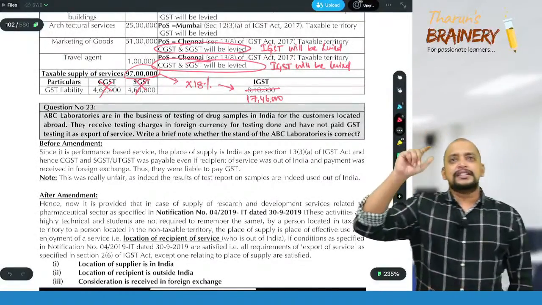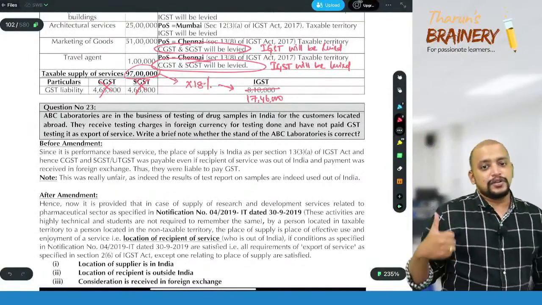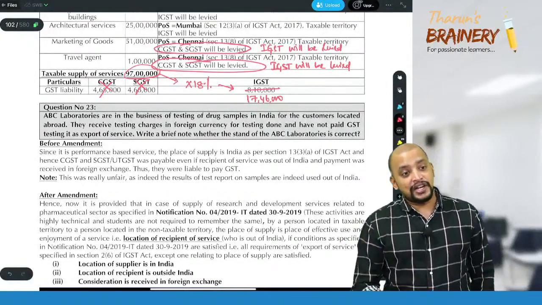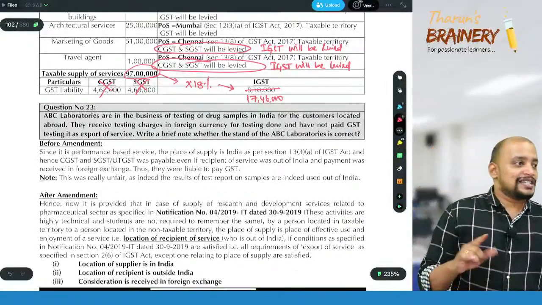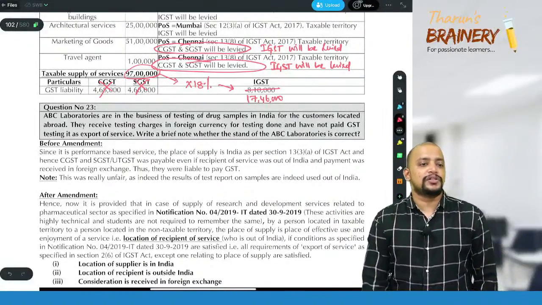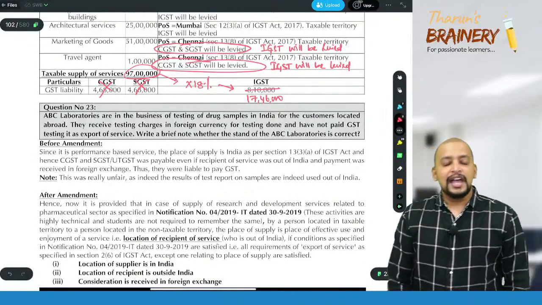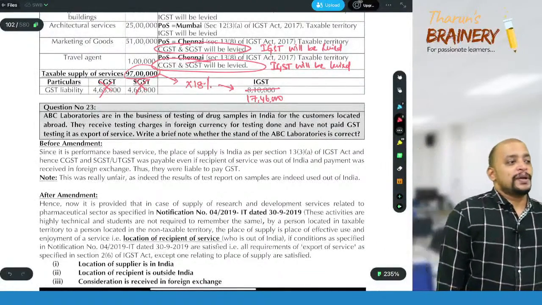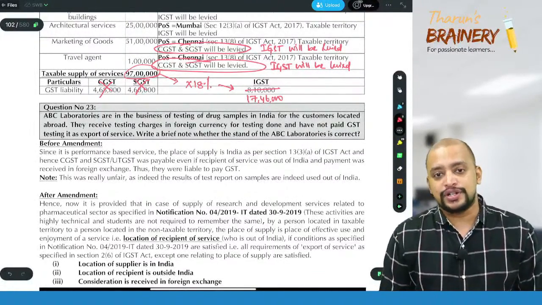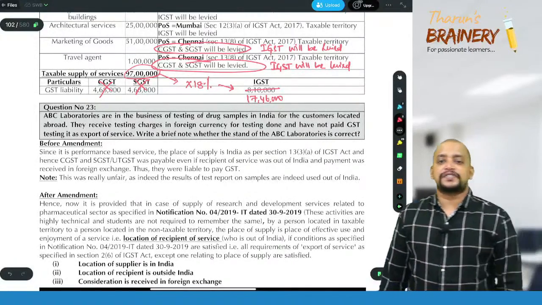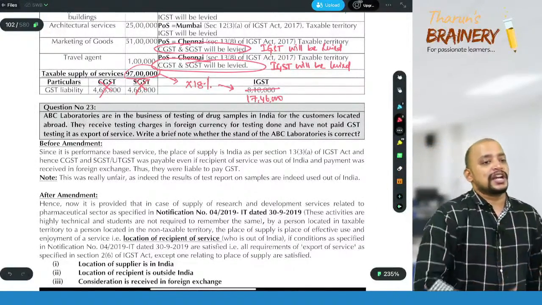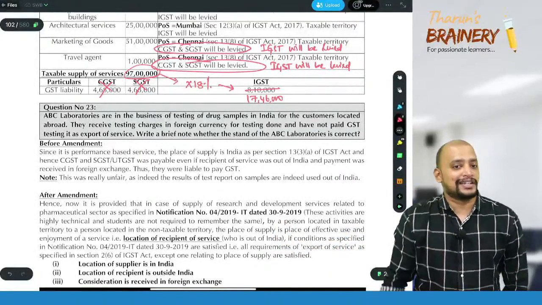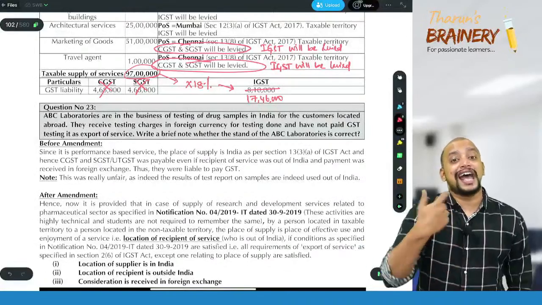First of all, is it goods or services? Services. Section 12 or section 13? Section 13, because the supplier is in India and the recipient is outside India. As per section 13, what is the situation here? Performance based service in relation to goods. So what should be taken as the place of supply? Whether physical presence of the goods is required or not. Here physical presence is required for doing the testing, so the location where services are actually performed.